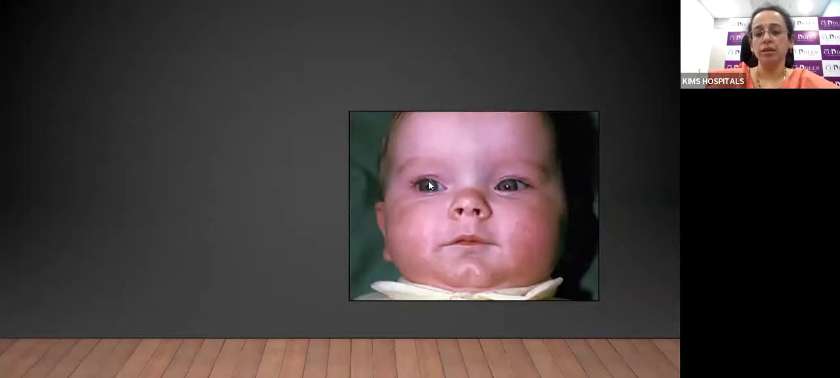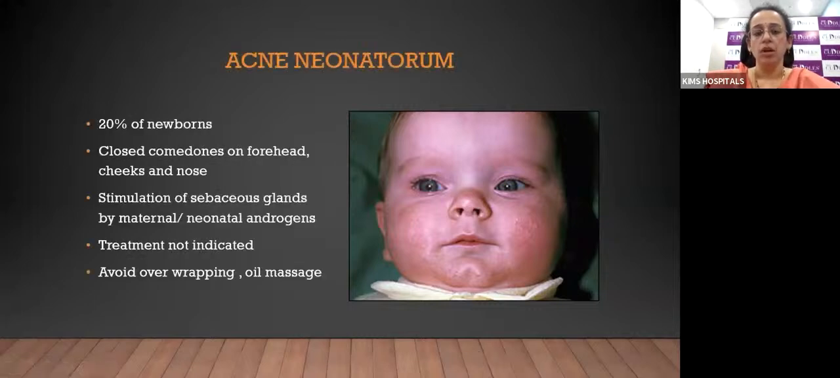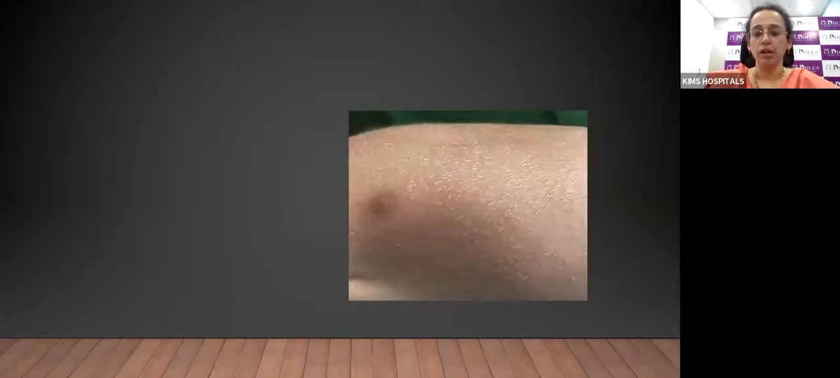So here we can see the erythematous lesions over the cheeks and chin of the baby with sparing of the lips. So this is acne neonatorum. So this is also seen in 20% of the newborns. We can see closed comedones on the forehead, cheeks, and also nose. This is due to the stimulation of the sebaceous glands, either due to maternal or neonatal androgens. Usually treatment is not indicated. We should avoid overwrapping of the baby and should also avoid oil massage. It is also a self-limiting condition.